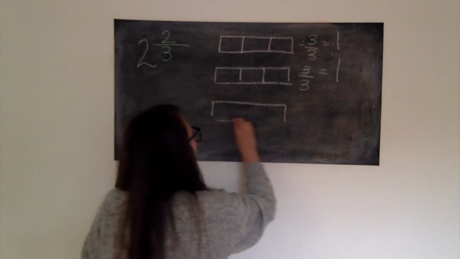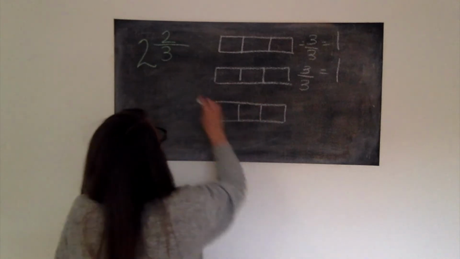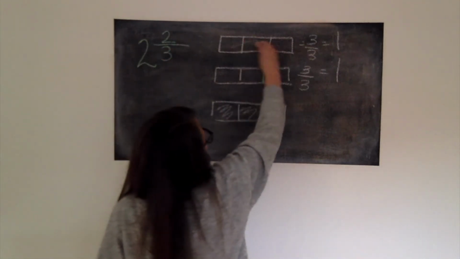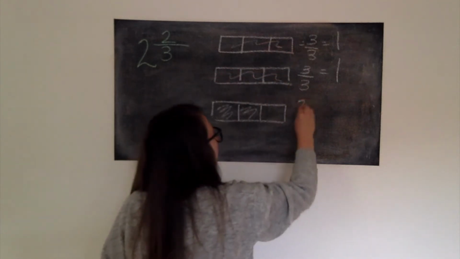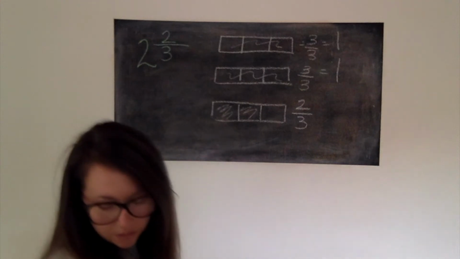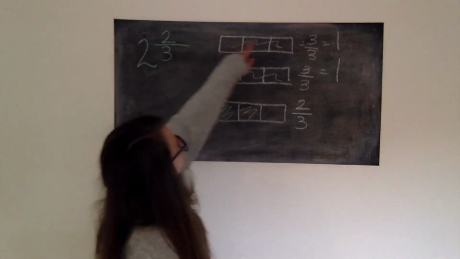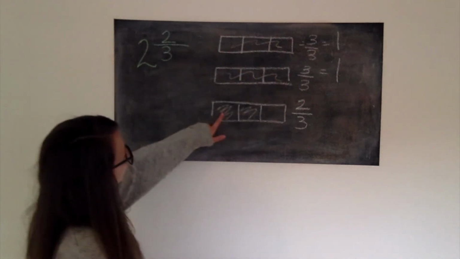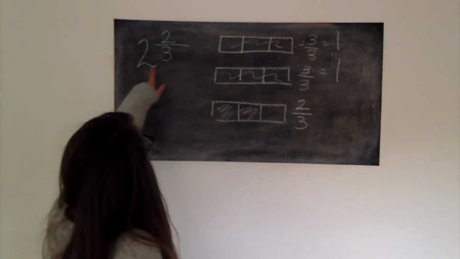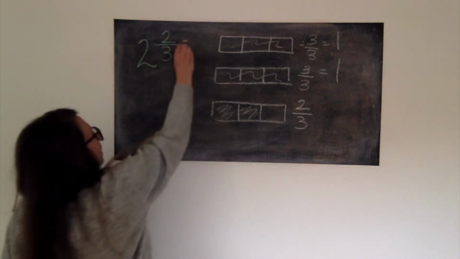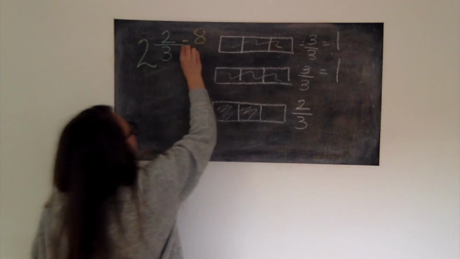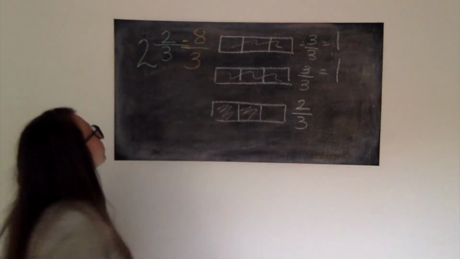So another bar, split into 3, and I've got 2 out of 3 of them. So all of these should be shaded in. There's my 2 thirds. I now can add up all my pieces of 3. So I've got 3, 6, and then add these 2, 7, 8 thirds in total. So 2 wholes and 2 thirds is the same as an improper fraction of 8 thirds.